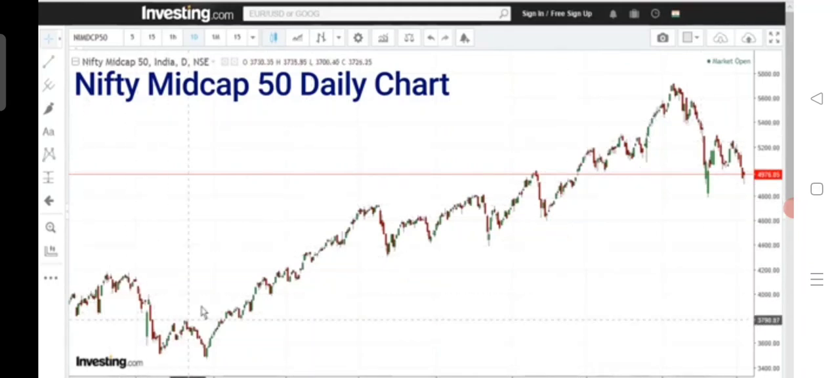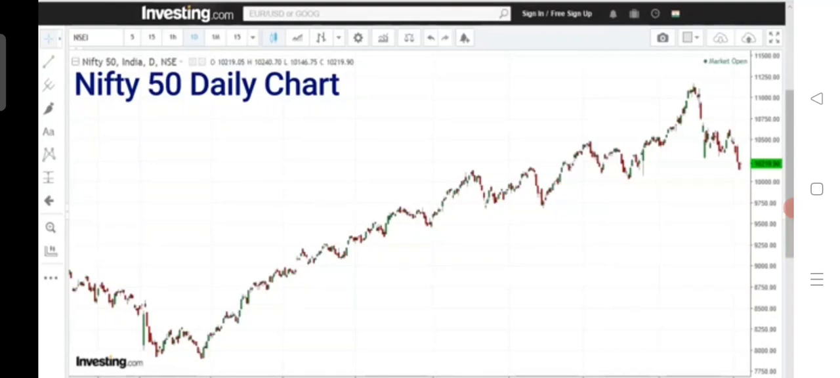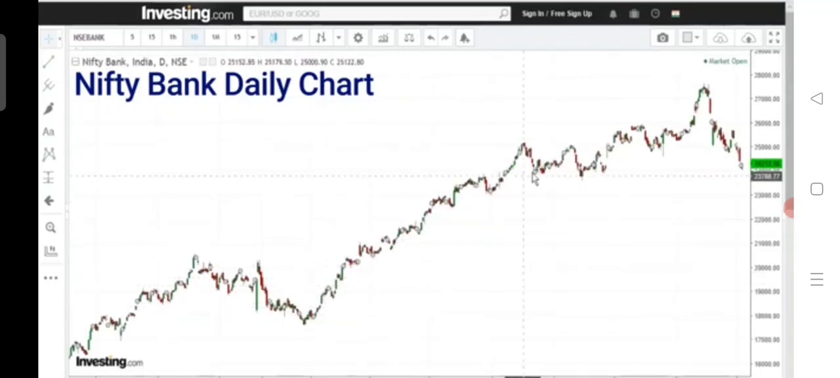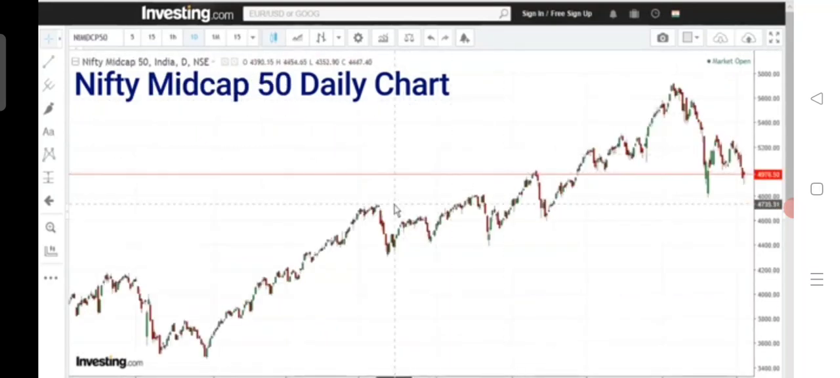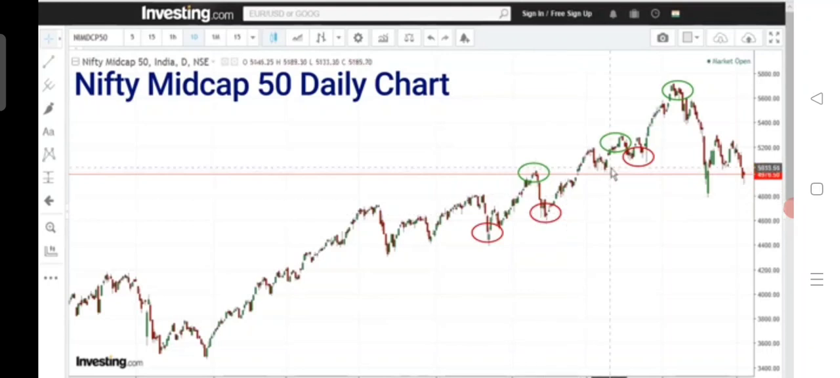So when all these averages don't converge or move synchronously, then we can understand that there is a reason to be cautious. Now look at this up move. During this entire up move, we can see that Nifty was forming higher highs and higher lows. Similarly, the Bank Nifty was forming higher highs and higher lows, except this one where it just breached a little bit on the downside, but otherwise it was forming higher highs and higher lows. And the Mid Cap 50 also had the same pattern.